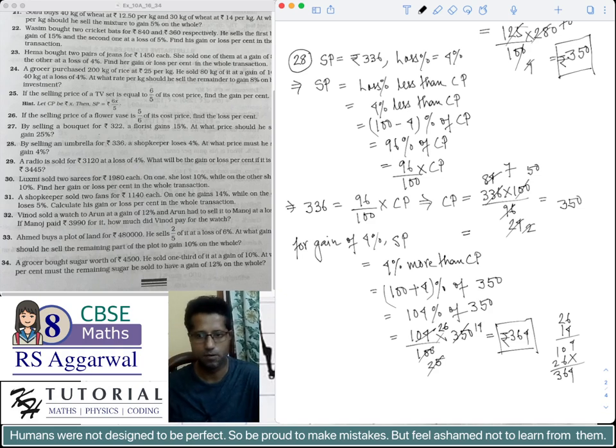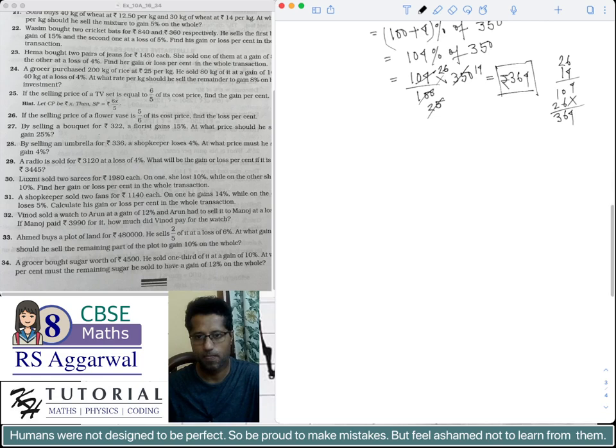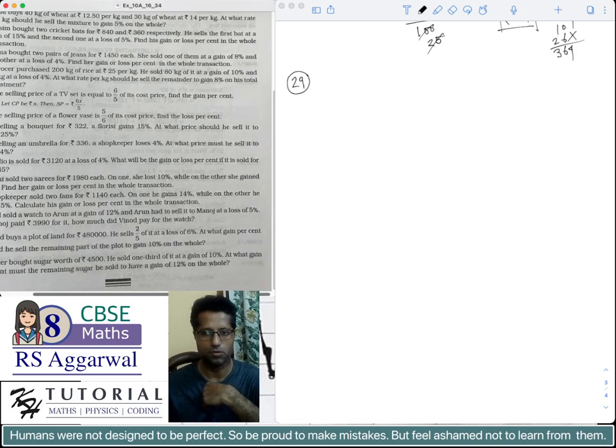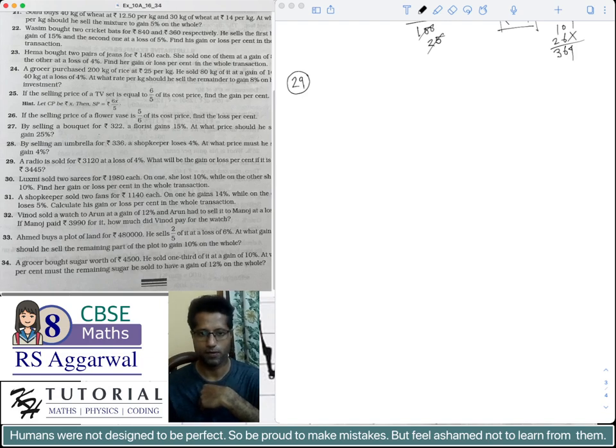Let's solve question number 29. A radio is sold for rupees 3,120 at a loss of 4%. So the selling price is given and the loss percent is given. So definitely we can find the cost price. The question is, what will be the gain or loss percent if it is sold for 3445?